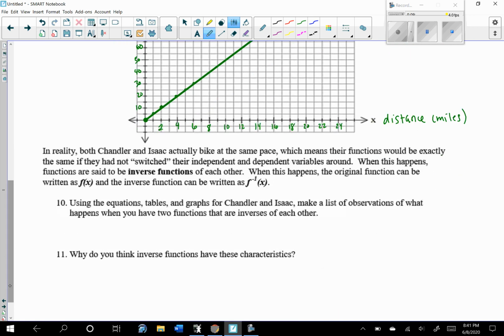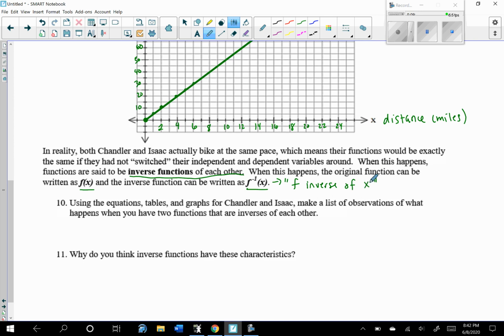So in reality, both Chandler and I are biking at the same pace, which means their functions would be exactly the same if they had not switched their independent variables around. When this happens, the functions are said to be inverses of each other. So inverse functions of each other. When this happens, the original function can be written as f of x, and the inverse function can be written as f inverse of x is how we write that. So I'm going to make a little note. This is read as f inverse of x.